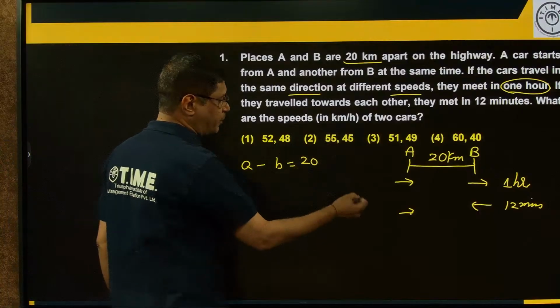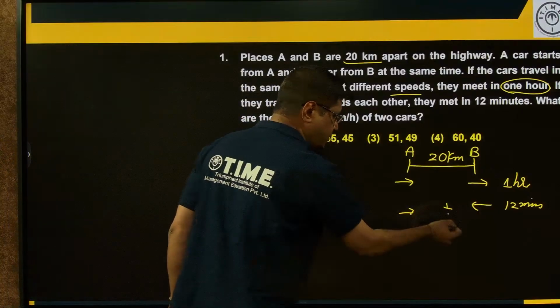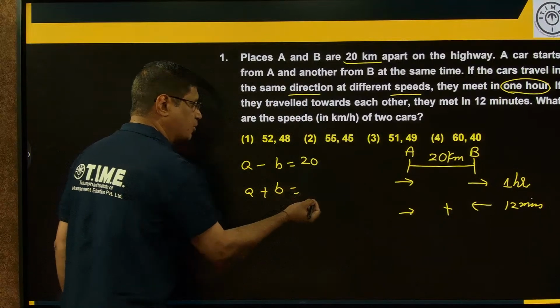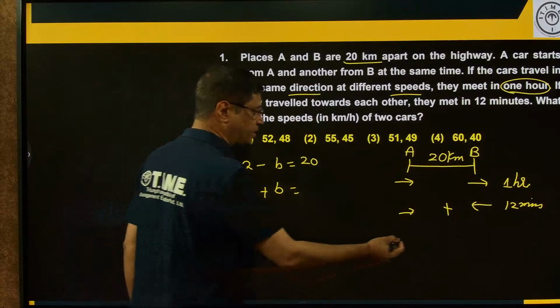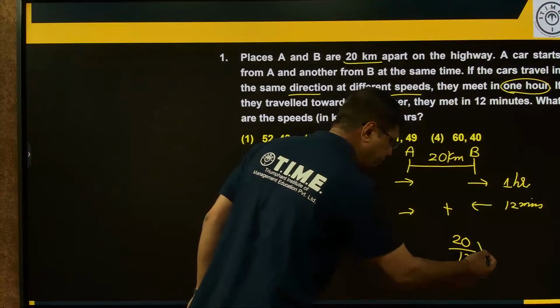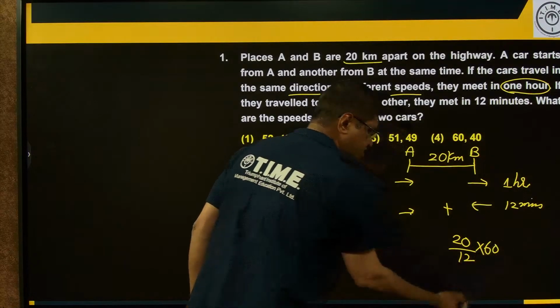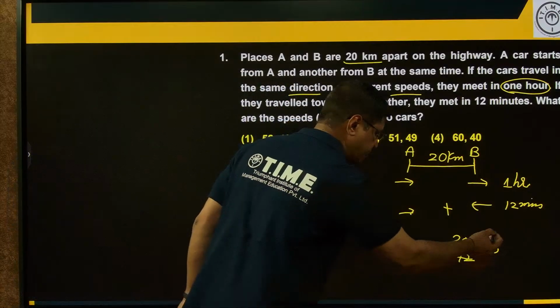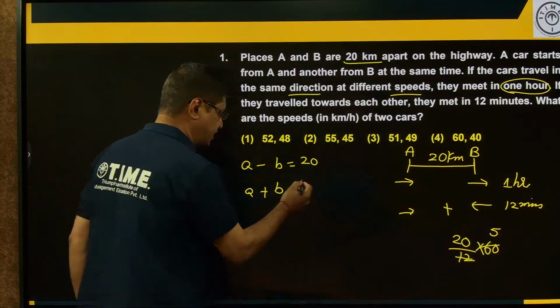Now, when they are moving in opposite directions, it means A plus B. The same 20 kilometers is covered in 12 minutes. 12 minutes means how many hours? 12 by 60. Simplify: 12 goes exactly 5 times. Now, the result is 100.